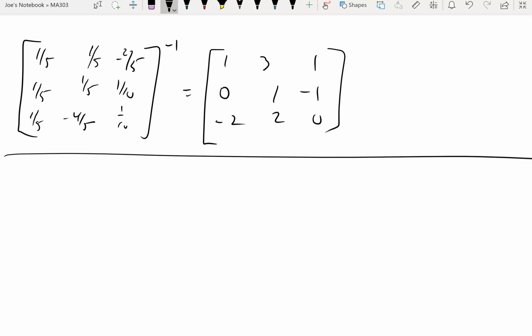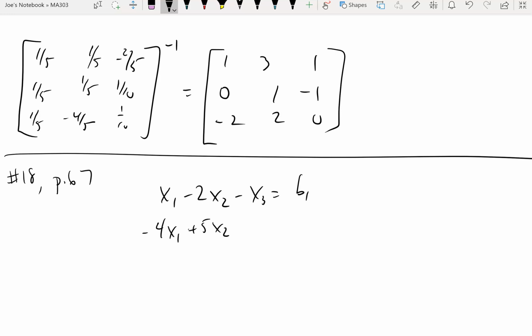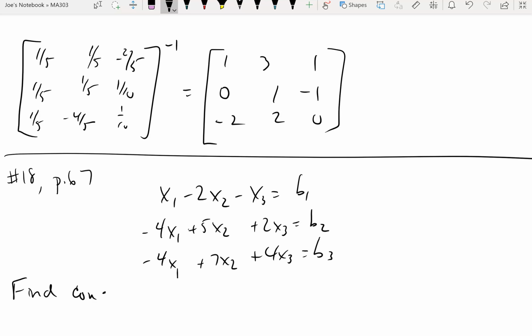looking at, say, number 18. This is on page 67. So the system is x1 minus 2x2 minus x3 equals b1, negative 4x1 plus 5x2 plus 2x3 equals b2, and negative 4x1 plus 7x2 plus 4x3 equals b3. And the problem asks you to find conditions on the b1, b2, and b3 so that the system is consistent.